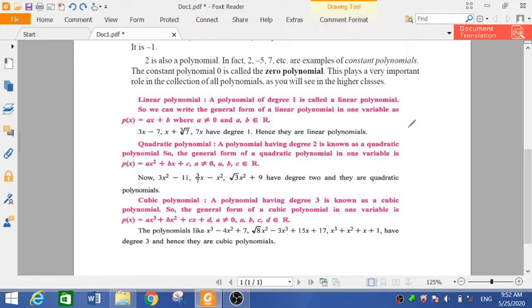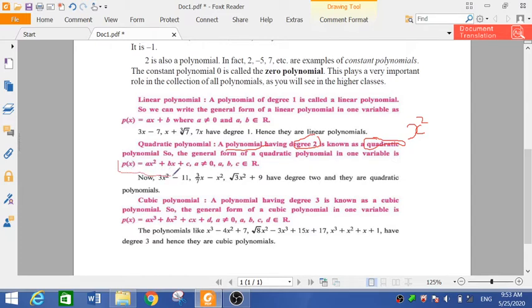When x has the power 2, then we can say it is a quadratic polynomial, a polynomial having degree 2. When the degree, the power, is 2, we can say it is a quadratic polynomial. The standard form we always have to remember.